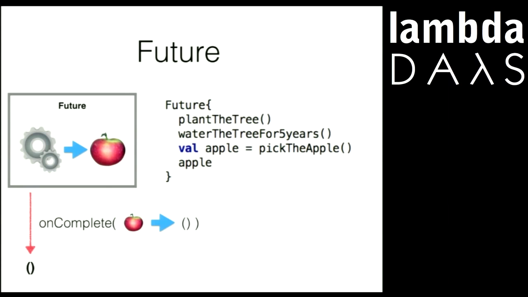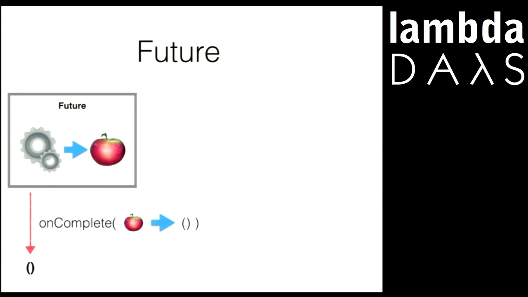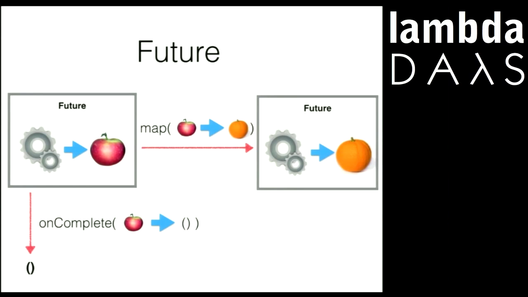And now, when the future completes, it would be nice to get some sort of notification. So we can use the onComplete method to register callbacks. And callbacks are just functions from apple to nothing. So when that future finishes, it will call these functions, and they clearly have to be side-effecting functions because they don't produce anything. Sometimes it's also useful to convert our future. Say we had a function from apple to orange. We could use the map combinator on the future, and that would produce a future of oranges.